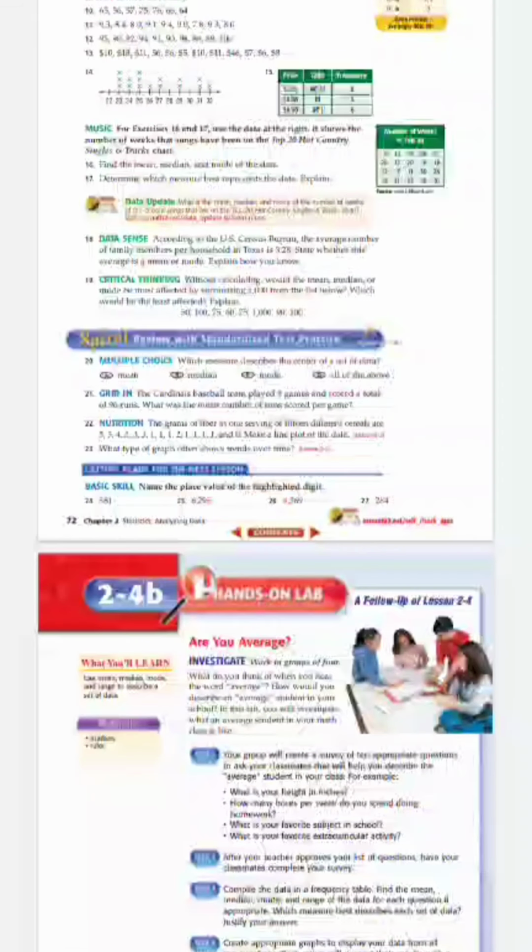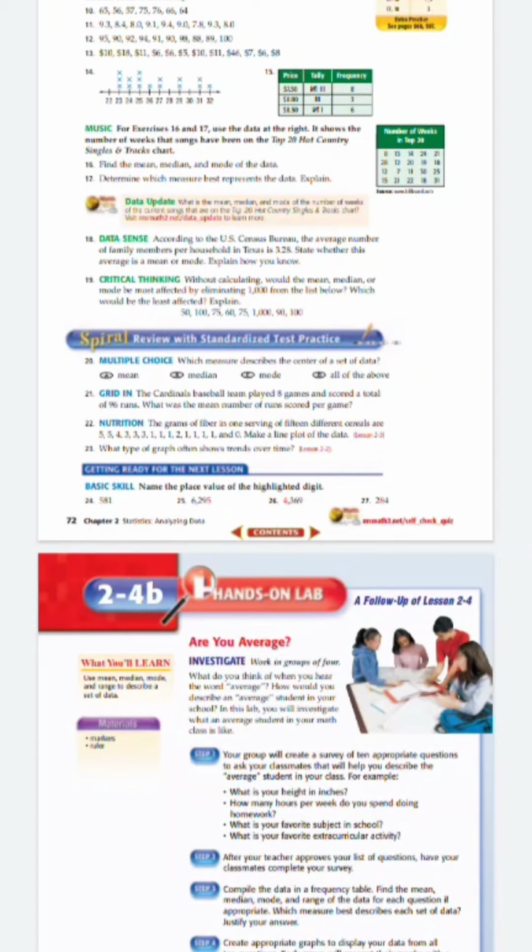Without calculating, which of the mean, median, or mode would be most affected by eliminating 1,000 from the list below? Explain. 50, 100, 75, 60, 75, 1,000, 90, 100.